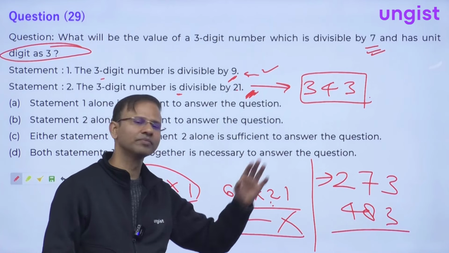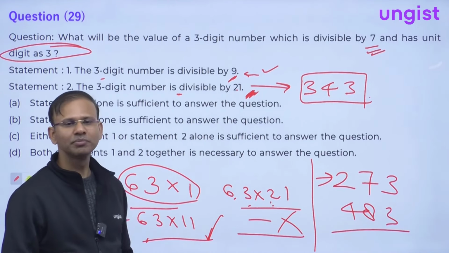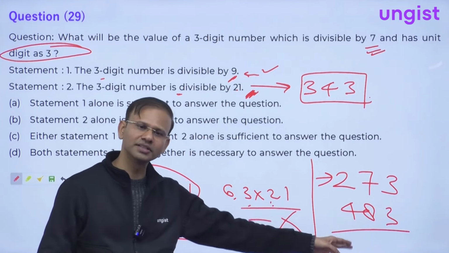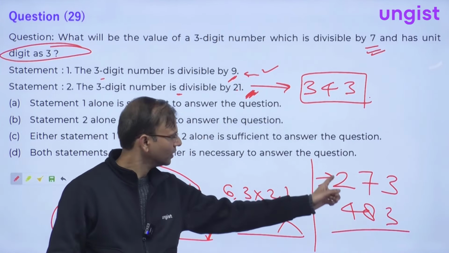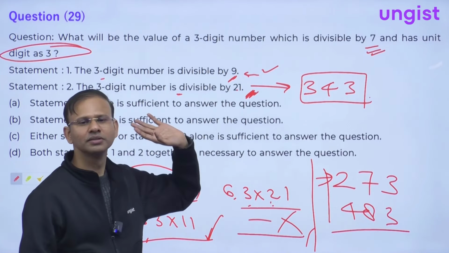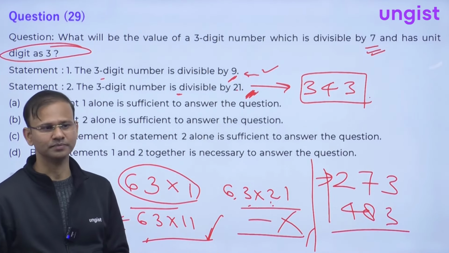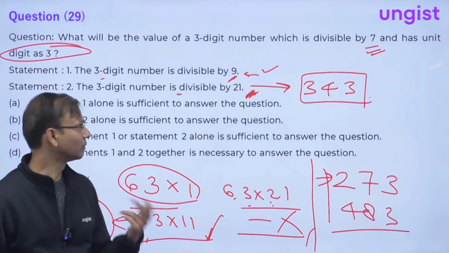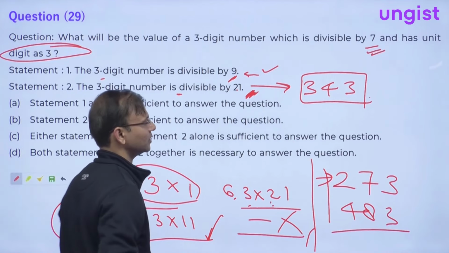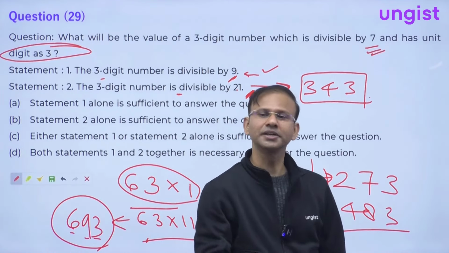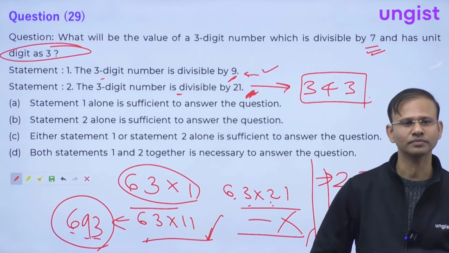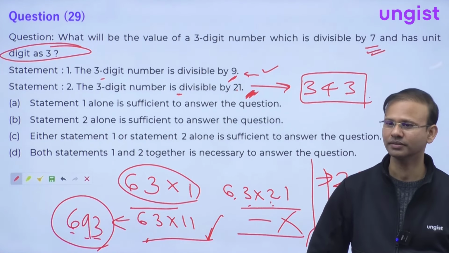Like 483. Now look at this. This number is a multiple of 21. This number is ending with 3. This is a 3-digit number. These two numbers I have shown you satisfy all the conditions from the second statement, but the answer is not unique. The question is, what will be the value of the 3-digit number? So we must get a unique answer, a unique value.